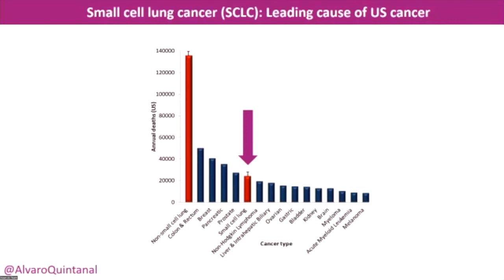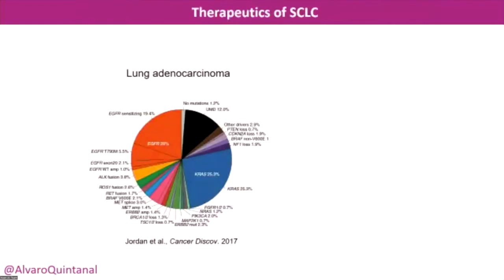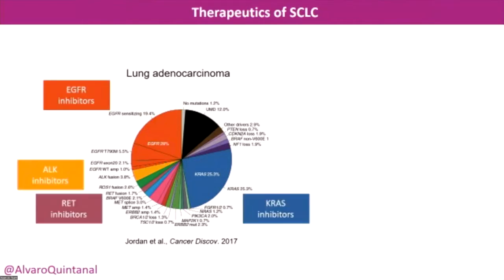Even though small cell lung cancer is a relatively rare subtype, it still accounts for a really high number of deaths per year, which illustrates its aggressiveness. This is very different to adenocarcinoma, where we have identified different molecular subsets, for example EGFR mutant patients or ALK fusion patients, and most importantly, identified targeted therapies for this subset.